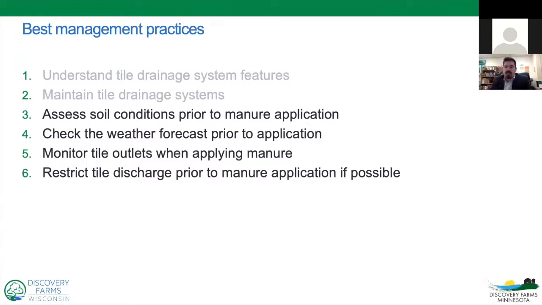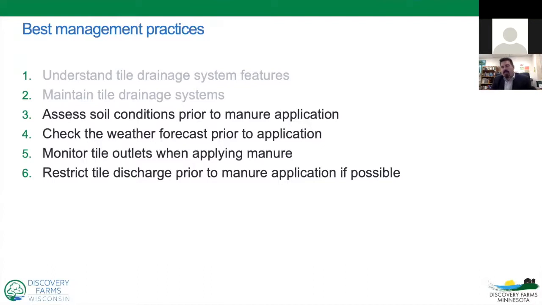The other thing is to check the weather forecast prior to application. That's a big thing. As much as we can predict the weather, obviously, if you're going to put out your manure and there's going to be a big rainstorm the next day, that's going to move things down into the tile drain. So we try to avoid it if there's a big storm coming, maybe within 48 hours. Also, monitor the tile drainage outlets when applying manure.